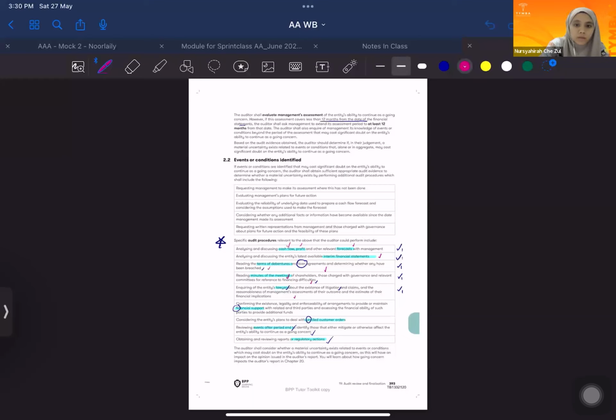Subsequent event. Okay, kindly download this question in the chat box. Download this question in the chat box, and I will upload it in Flex as well. Subsequent event. A bit more, guys, a bit more.